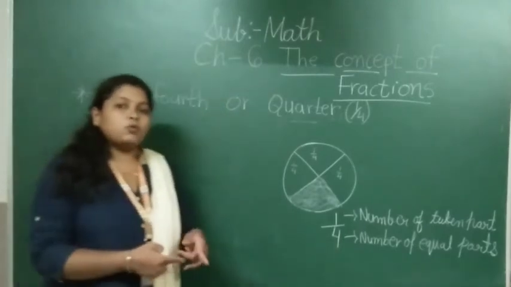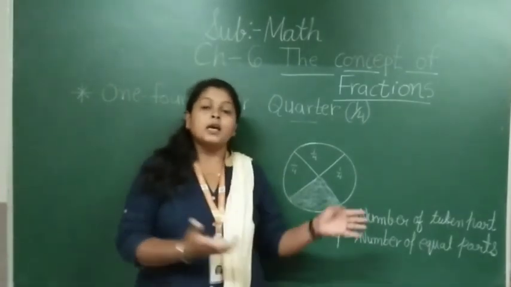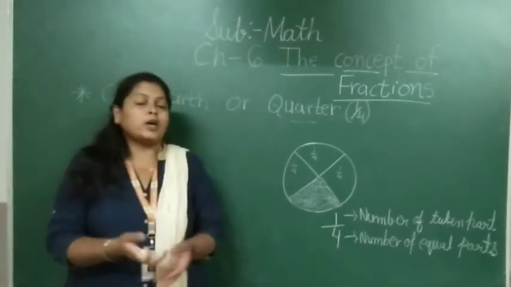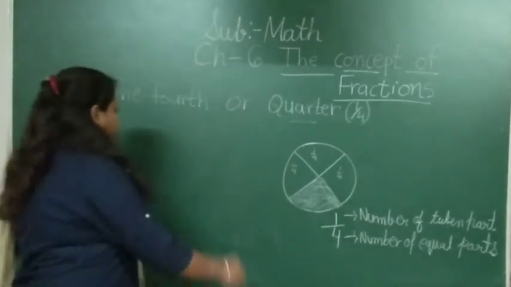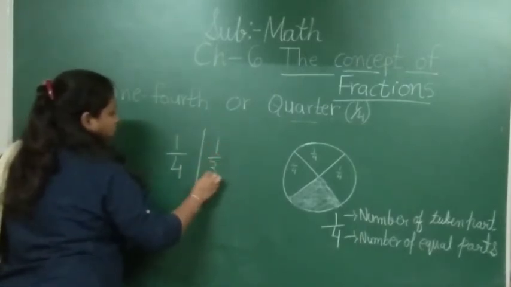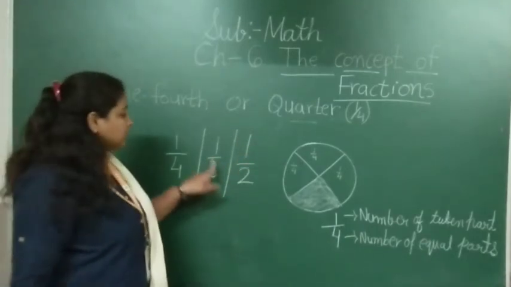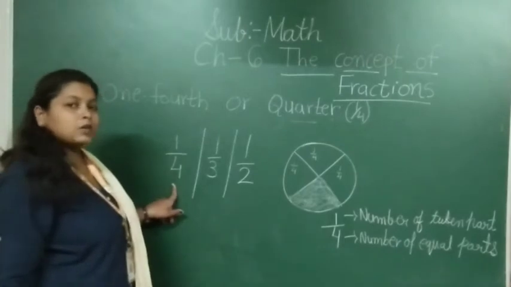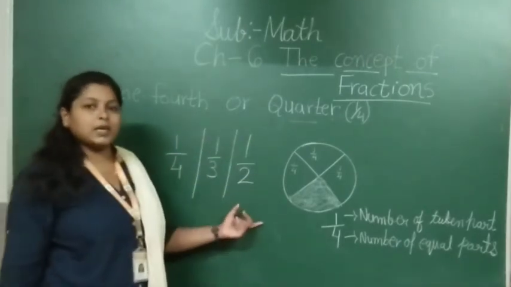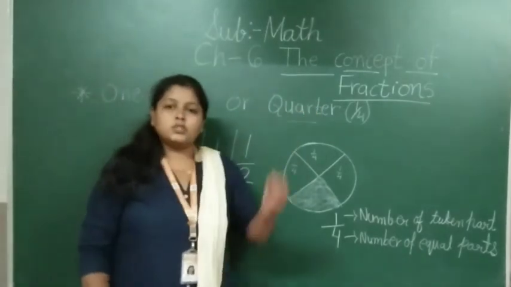So now I will show you one more exercise. In that you have to search how many parts you have taken and how many equal parts are that. So that means, in short, you have to write the fraction as we are writing like this: 1/4, 1/3 and 1/2. 1/2, that is known as half. This is 1/3 and 1/4, or as well quarter, right? So these all are known as the fraction. We can call them fraction. That is the concept of our chapter.